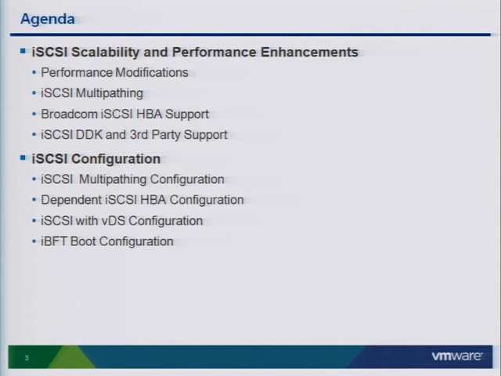I recommend that you download these slides from the VMworld site afterwards if there are any configuration examples that you want to look at in particular, because I'm going to fly through them. The ones I'm going to hit in particular are iSCSI multipathing, iSCSI multipathing with dependent iSCSI HBAs like the Broadcom adapter, just a quick example of how to set up a VDS with iSCSI multipathing, and a quick little tidbit on iBFT boot configuration.